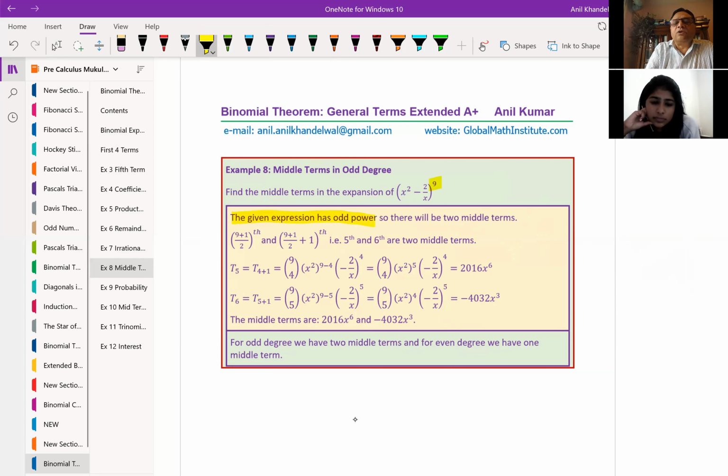The given expression has odd power, so there will be 2 middle terms because there are an even number of terms. These are (n plus 1) divided by 2, which is 9 plus 1 divided by 2, so the 5th and 6th are the 2 middle terms. The idea is just to find the 5th and 6th term, right? T5 is T4 plus 1, so R value is 4. T6 is T5 plus 1, R value is 5. Just evaluate those 2 terms and get your answer, right? So simplify and get those values. It is so simple, but you should remember that if the degree is odd, we get 2 middle terms.